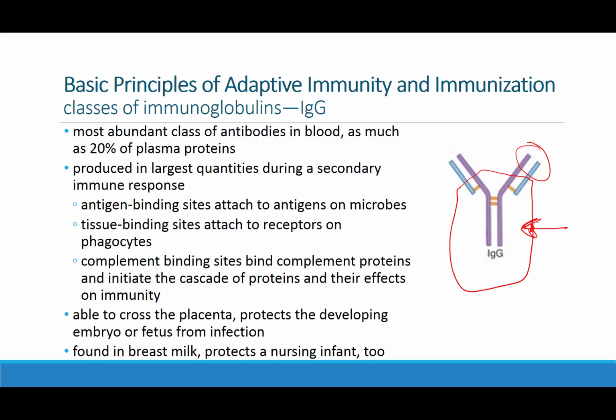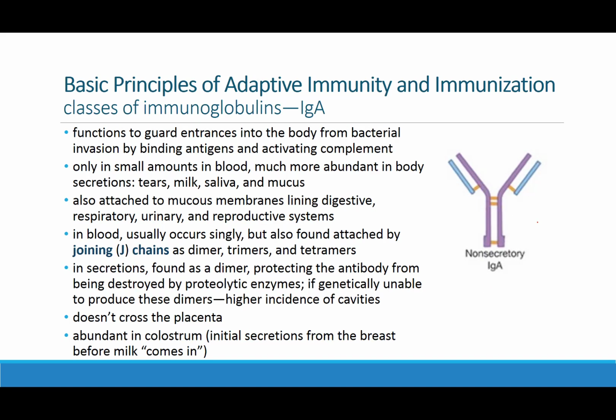So IgG are able to cross the placenta, and they form the major protection of the developing embryo and fetus from infection if the mother were to encounter an antigen of some sort. And it's also found in breast milk. So as the infant nurses, then it also provides protection to the infant as well. Okay, so that's IgG. The next one we'll look at is IgA.